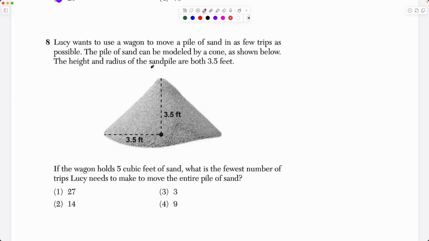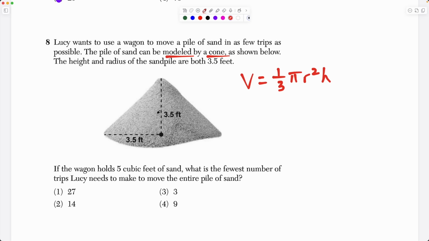So for this question here, first we should look for some keywords. The pile of sand can be modeled by a cone. Okay, so we could model this here with a cone. And if we go to the back of the Regents, we can see the formula. The volume of a cone is 1/3 pi r squared times h, where r is the radius of the cone and h is the height of the cone.